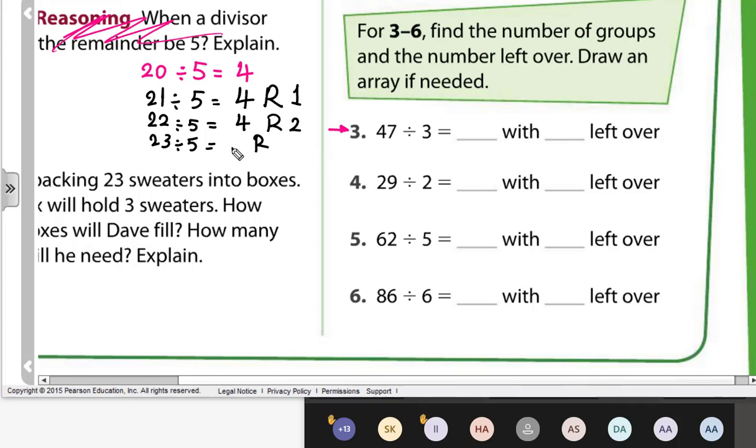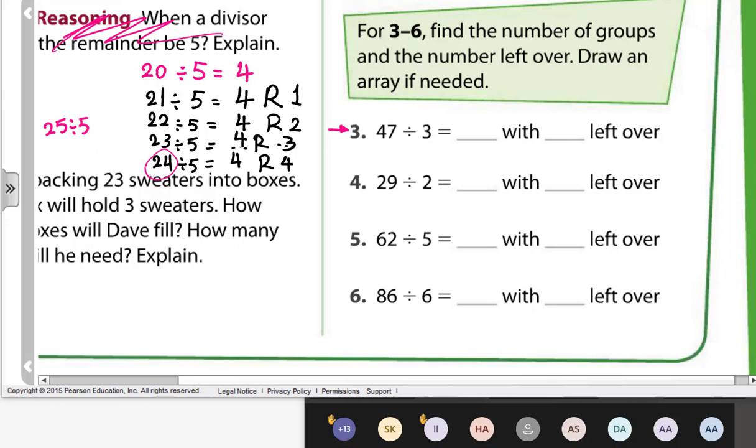So the quotient will be 4. And the remainder will be 3. Okay, thank you. And guys, what about 24 divided by 5? It will also be 4, and the remainder will be 4. And now focus with me. This is 24. What about 25 divided by 5?